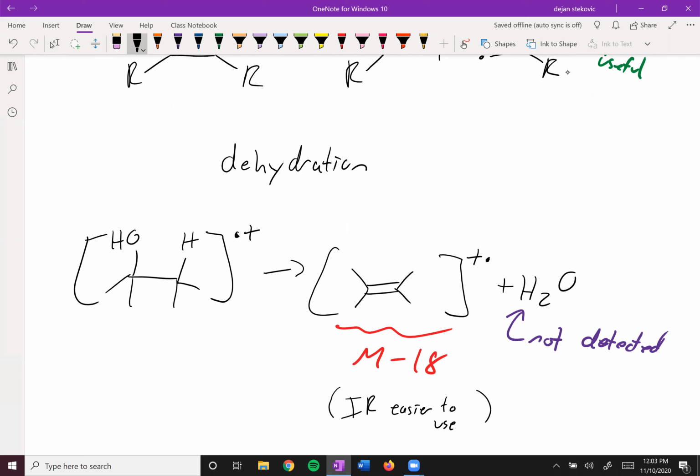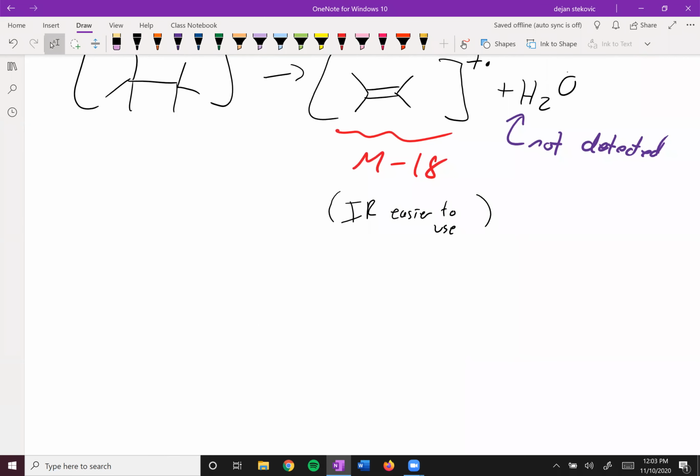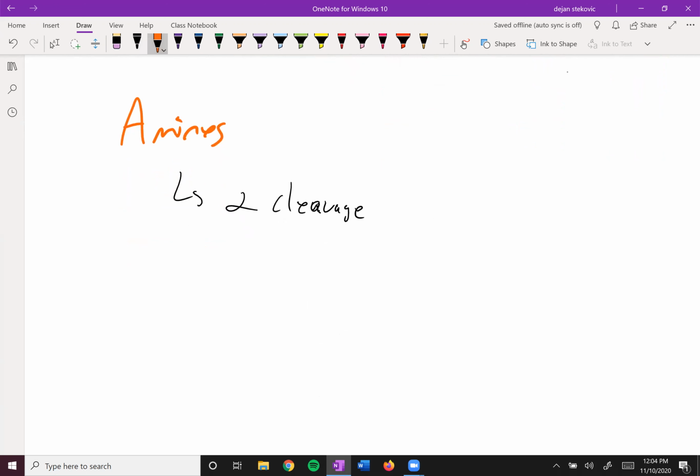So overall, it's not all that useful, but just something to keep an eye out for if you're Googling the mass spec of certain compounds and its mass doesn't correlate to its molecular ion peak, you might have some kind of weird fragmentation and rearrangement occurring. Amines are also similar. They'll also undergo this alpha cleavage. So if you're looking for compounds with amines, their mass spectrum might look a little bit funky.